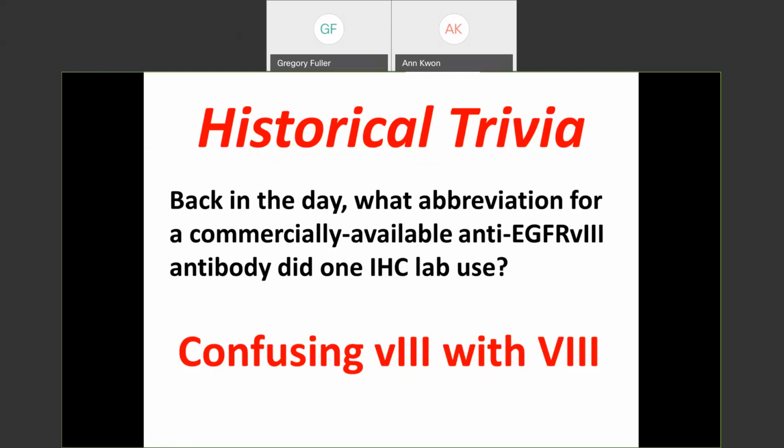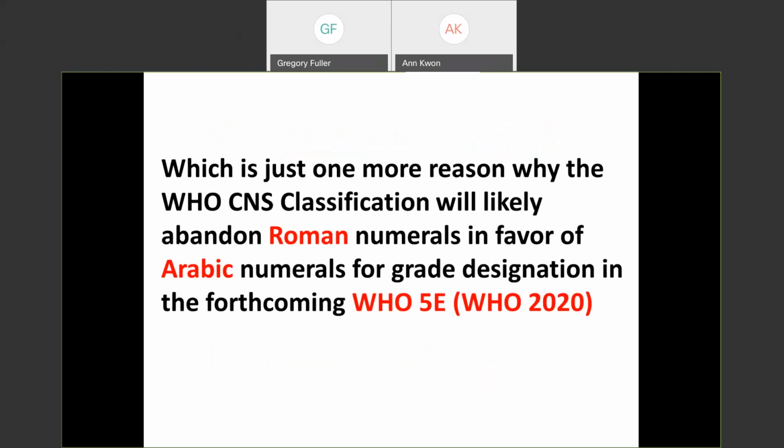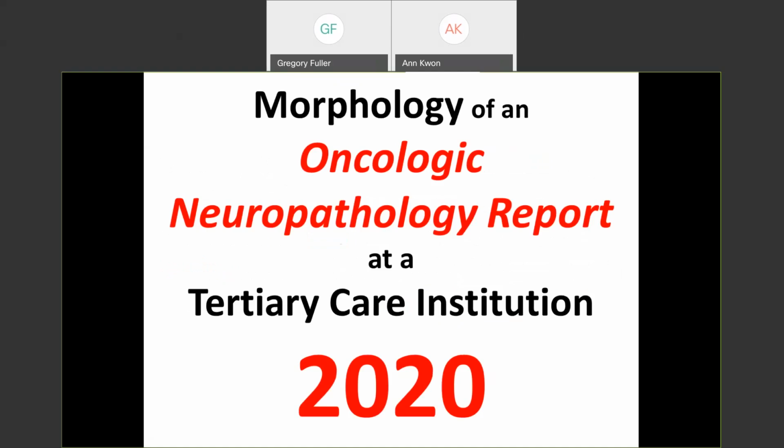So for a while, when the antibody was available, we ran it all the time, and the label said EGFR 8. You like that? It's either brilliant or stupid, depending on your perspective. I'm going to say it was brilliant. This is just one more reason why the WHO CNS classification will likely abandon Roman numerals in favor of Arabic numerals for the WHO 5th edition 2020 coming up later this year.